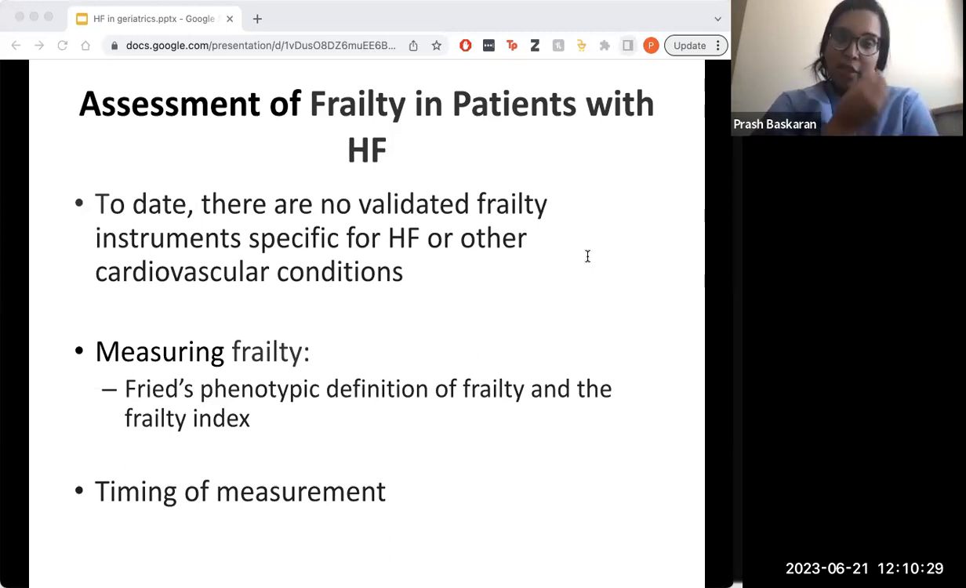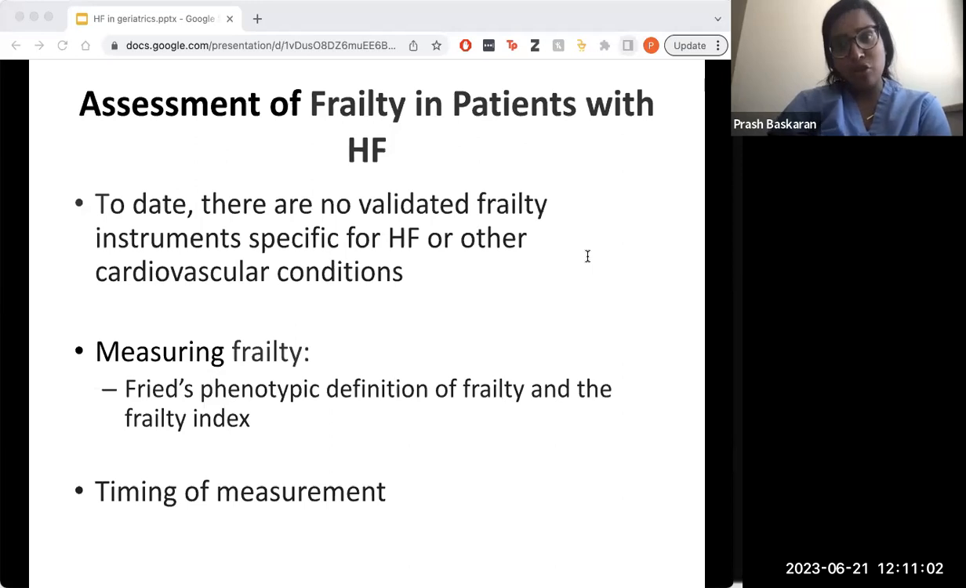And most of the studies that look at frailty in the heart failure or cardiovascular population do use some form of this tool. The one that you must be most familiar with is Fried's phenotypic definition of frailty and the frailty index. There are over 20 different scales available, but again, they look at 5 specific domains: slowness, weakness, low physical activity, exhaustion, and shrinking. And shrinking is basically the loss of muscle mass, which can be measured as weight loss that is not intentional.